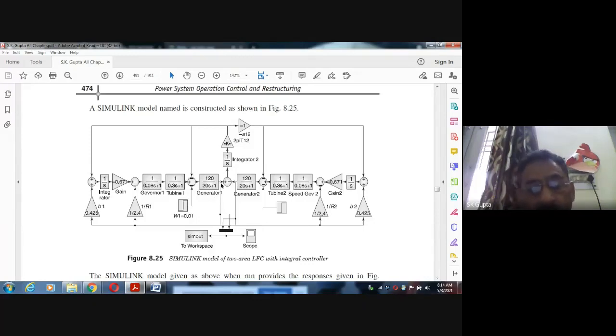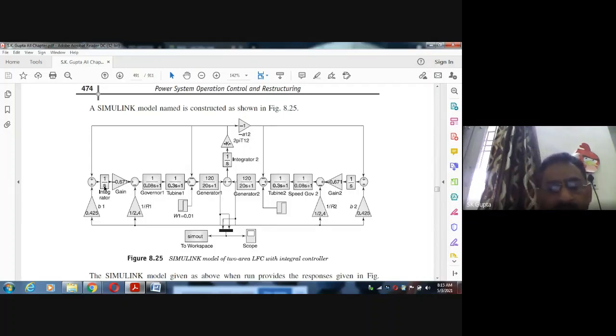And then we have also seen that this is because of the feedback signal. From this generator 1, the frequency change is given to this integrator, and with the help of the integrator, the steady state error was removed, or we were able to restore the frequency.